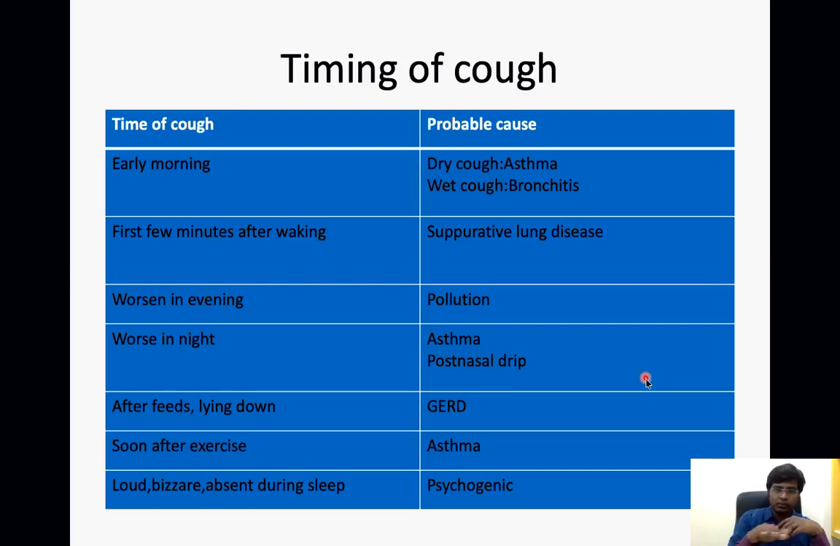Because of the lying down posture, these secretions would have accumulated in your parenchyma, that is your alveoli, and once the child gets up and starts to walk, the child will have coughing, because the secretions go to the airways. So they will stimulate the cough receptors in the airways.